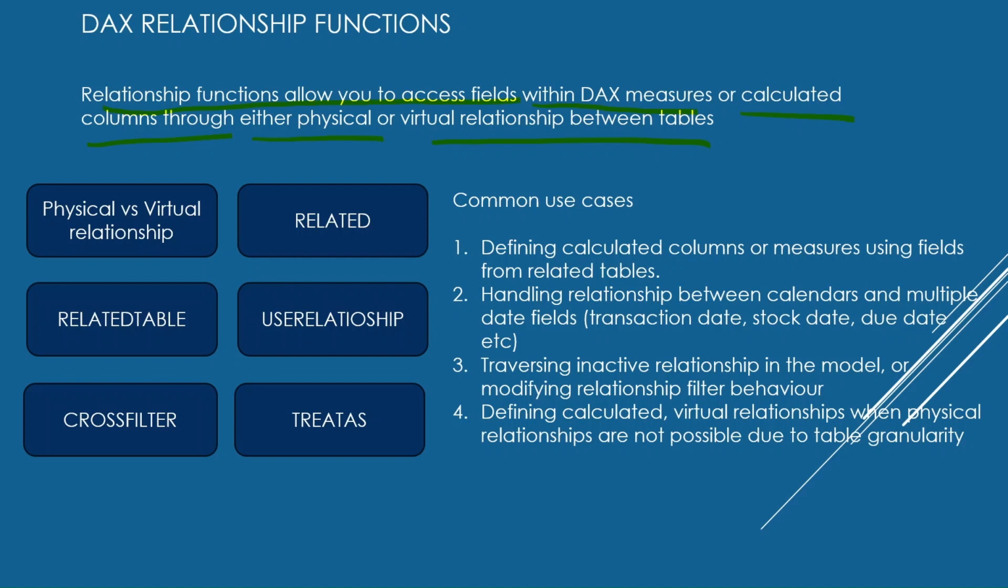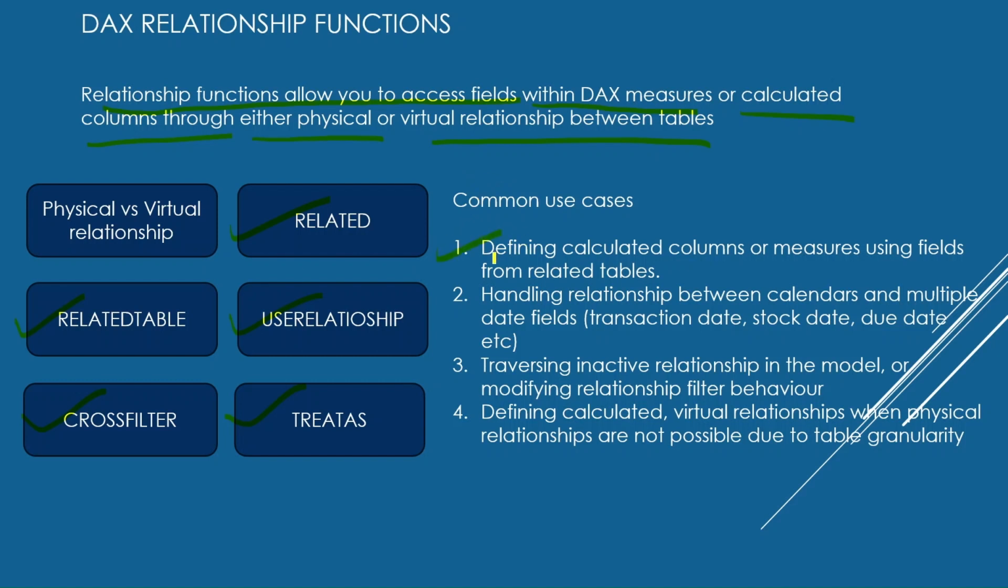There are some DAX relationship functions: RELATED is one function, RELATEDTABLE is another function, USERELATIONSHIP is another function, CROSSFILTER is another function, and TREATAS is another function. So these are the 5 DAX relationship functions which are available in Power BI. I will discuss each and every function in detail in my coming videos. So let's discuss some use cases.